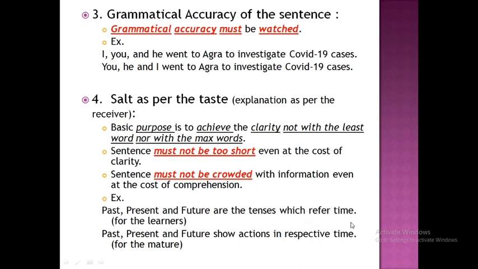But if the same sentence is made to people who are learned, who are mature enough to have the knowledge of this language, the sentence formation will be in such a way: past, present, and future show action in respective time. This is the way which must be used for mature or knowledgeable people of this language. So this was salt as per taste, or explanation as per the receiver.